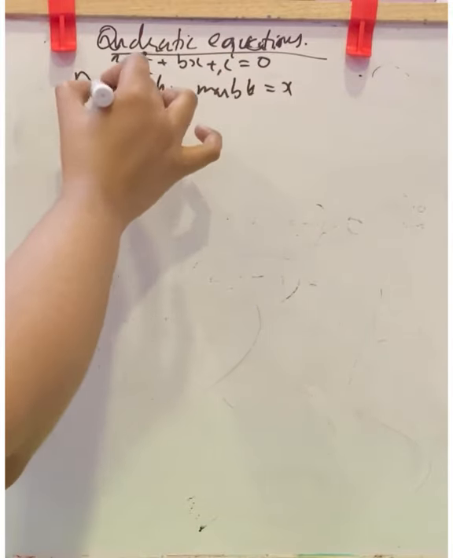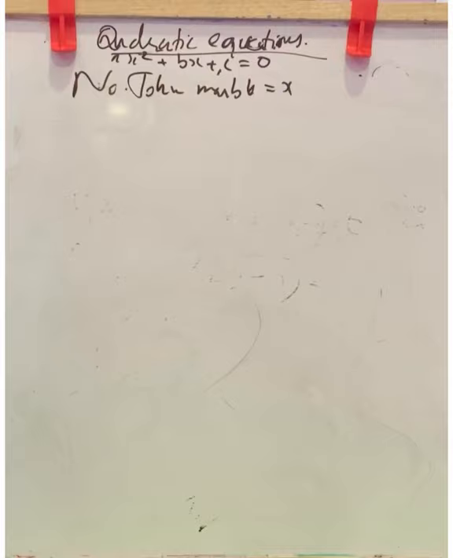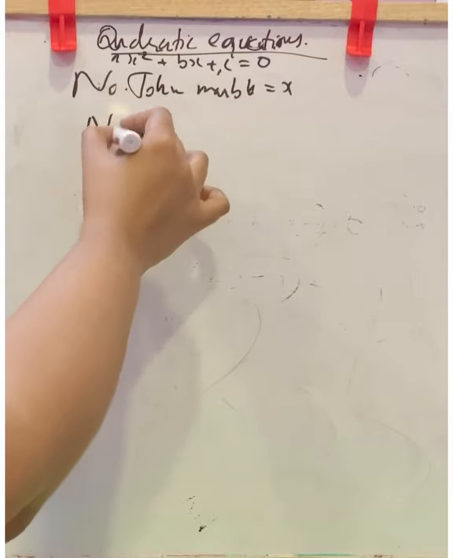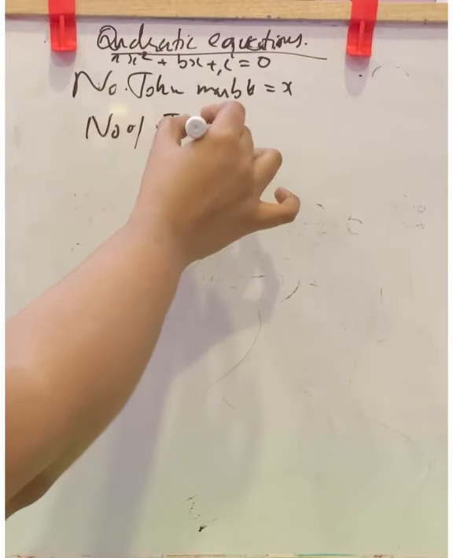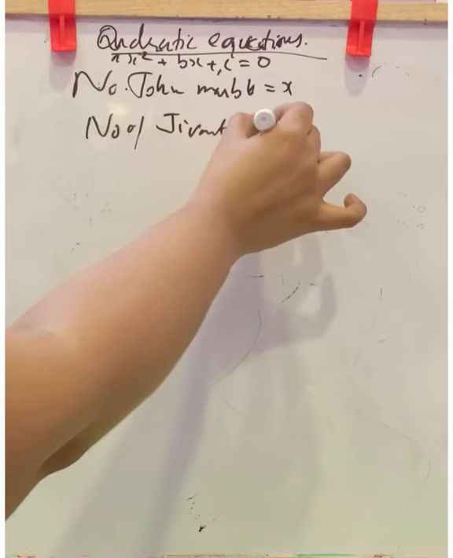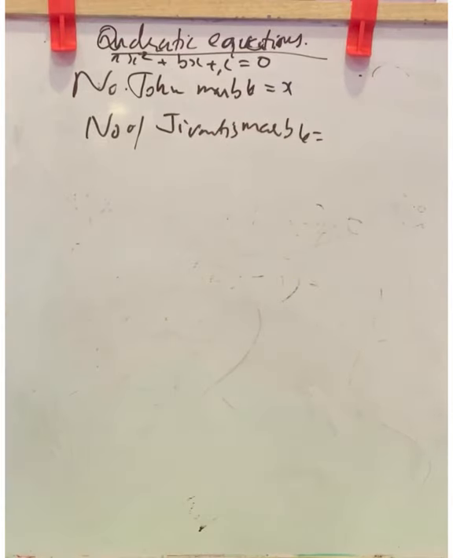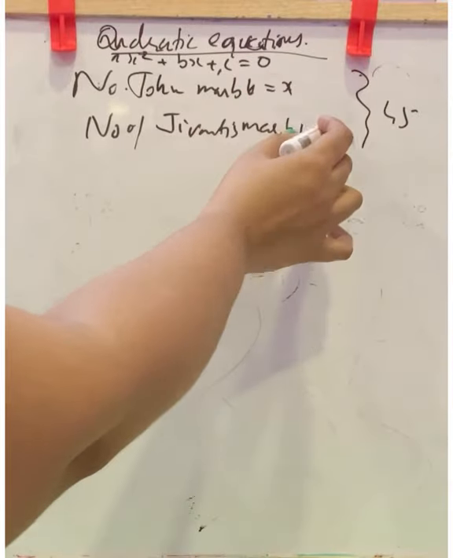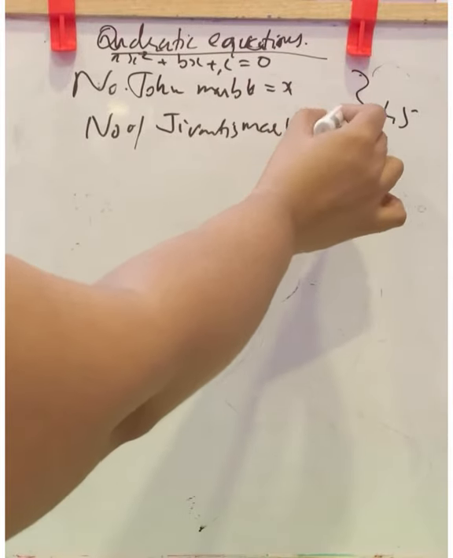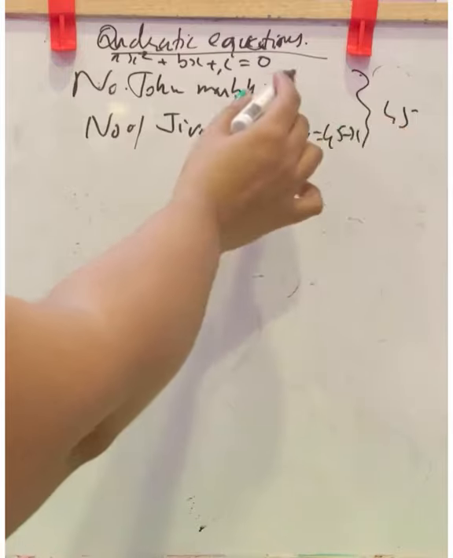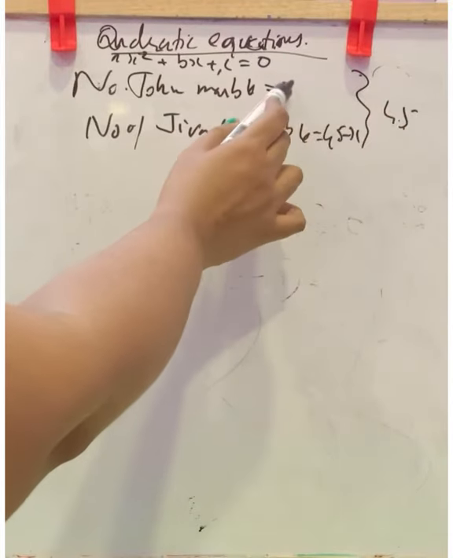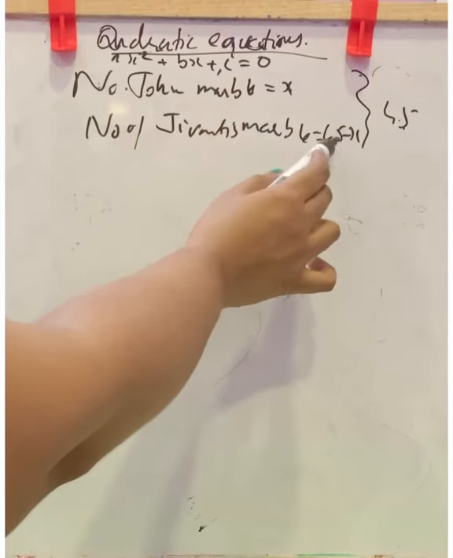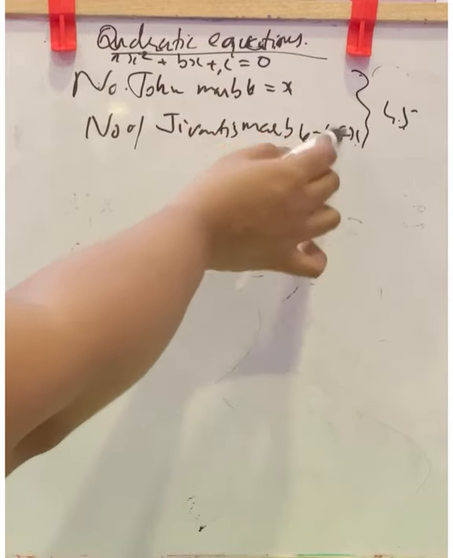Be x, number of John's marbles. Now number of Jivanti's marbles. In the question it is given John and Jivanti together have 45 marbles. If both are 45, if this is x, what can you say about this number? It is 45 minus x, because together it is 45. If this is x, the rest will be here. That is 45 minus x.